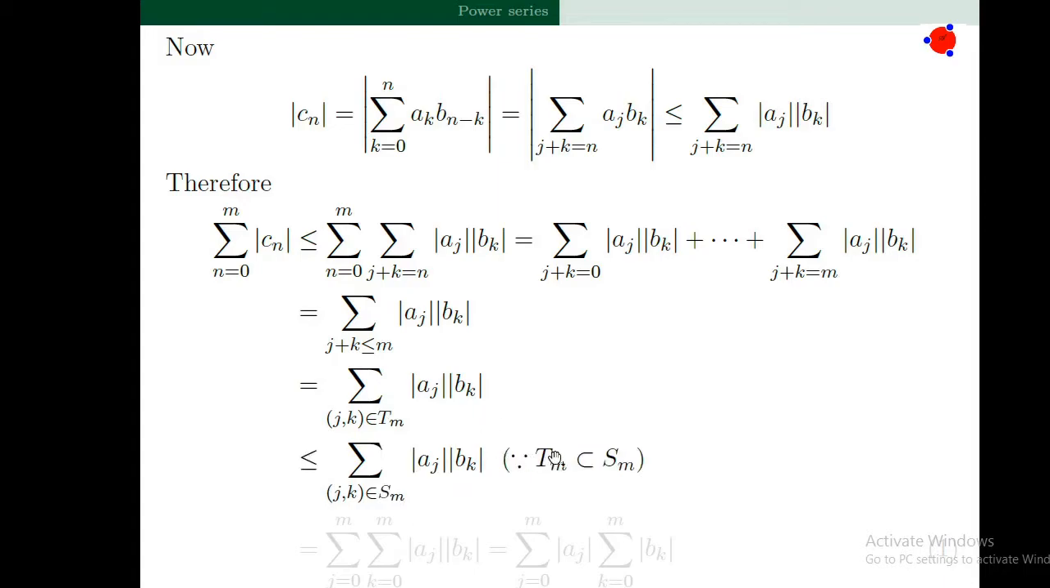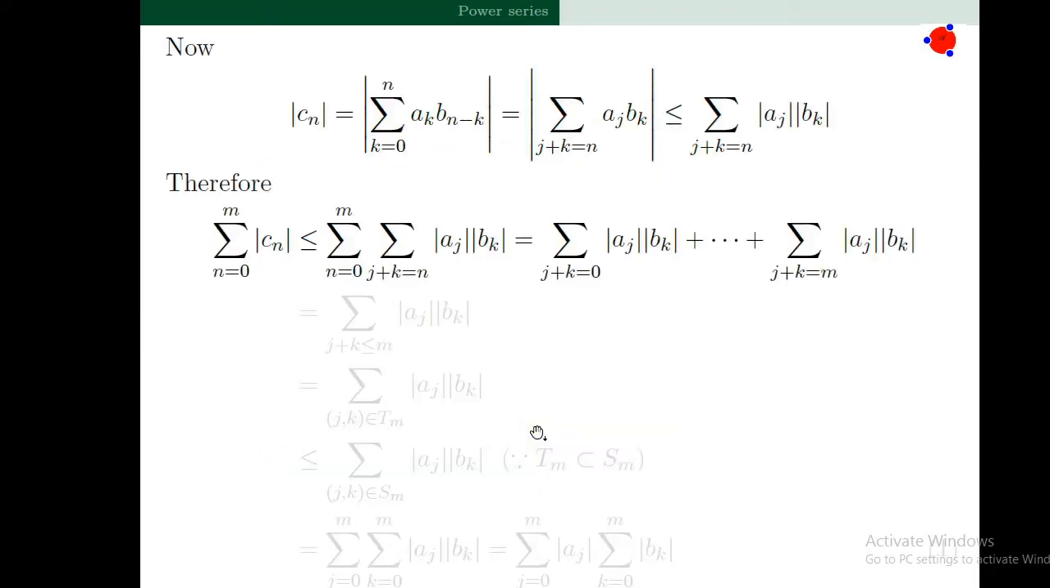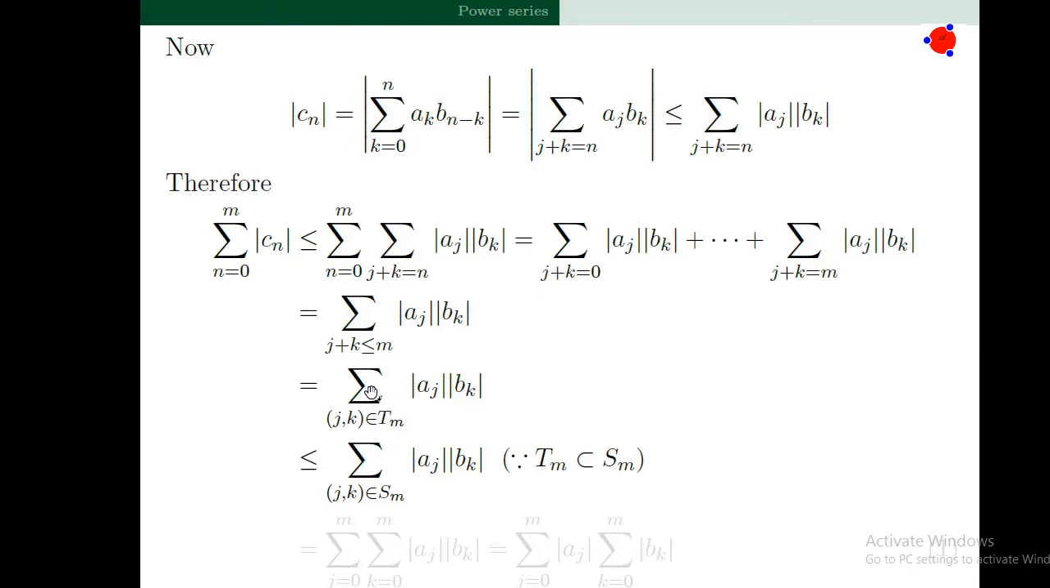But Tm is the set of all lattice points in the triangle formed by the points (0,0), (m,0) and (0,m). And observe that Tm is contained in Sm. Sm is the set of all lattice points in the square [0,m] cross [0,m]. So this summation is less than or equal to summation of modulus of aj modulus of bk, where the summation runs over all lattice points in the square [0,m] cross [0,m].